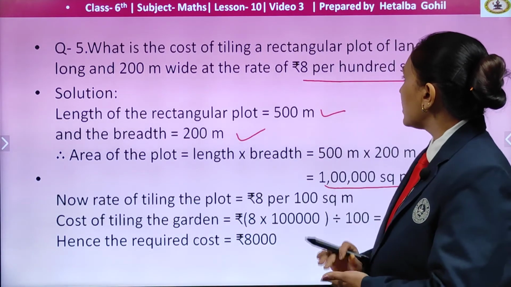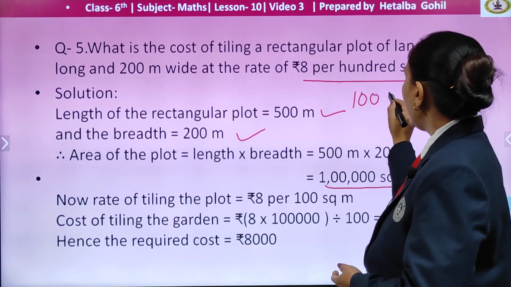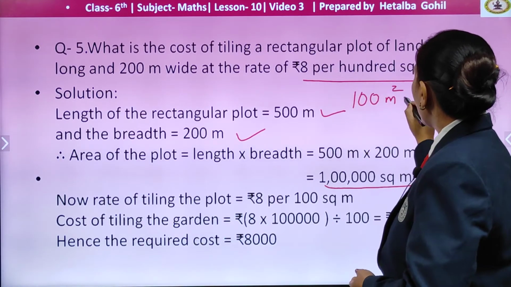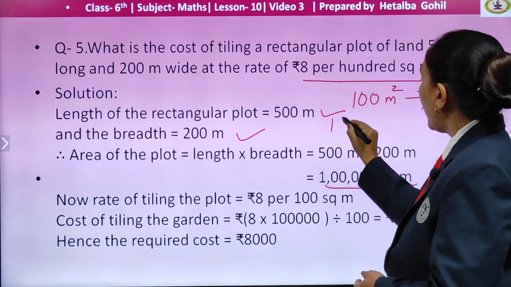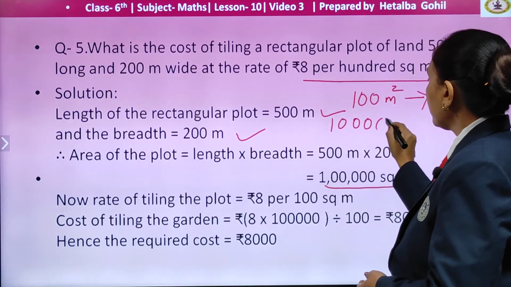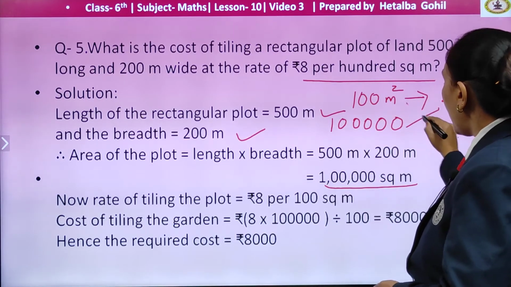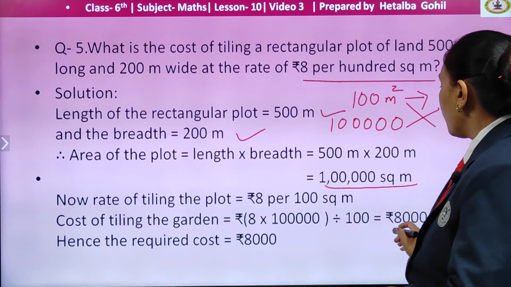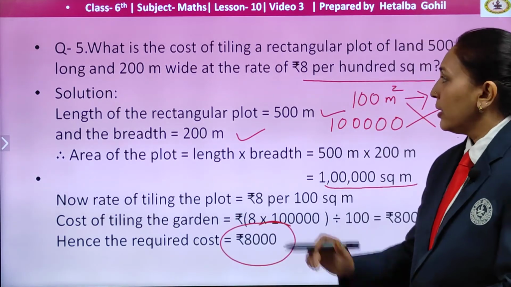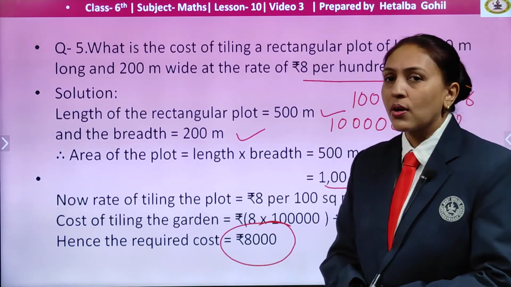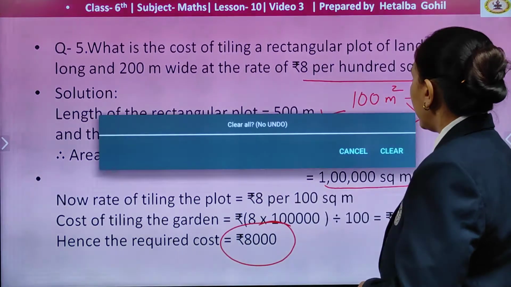Now it is told to us in the question that for 100 square meter, the cost is rupees 8. Then for 1 lakh square meter, how much? So you cross multiply. When you cross multiply, you will get your answer, children, here as rupees 8,000. So 8,000 rupees is the cost of tilling that particular rectangular plot.